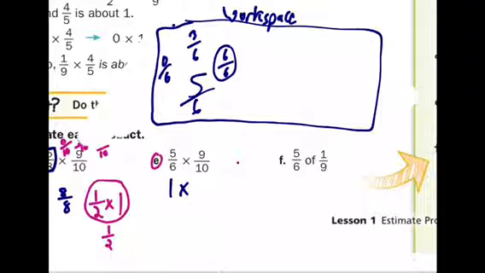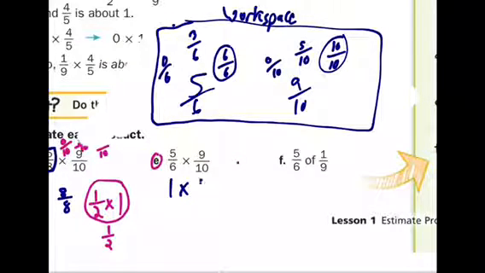Now 9/10, what's that closest to? So here's my 9/10. Is that closest to 0/10? 5/10 is half, or 10/10 is a whole? Well, 9/10 is very close to 10/10, so that's also going to round to 1. So then I just have to multiply. 1 times 1 is 1, and that's my estimate for that one.